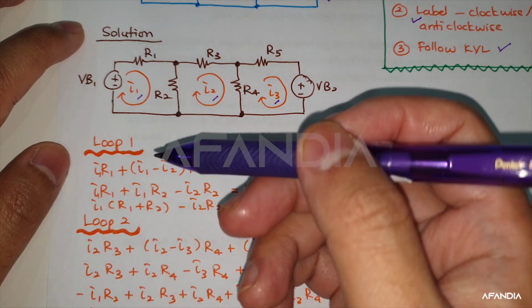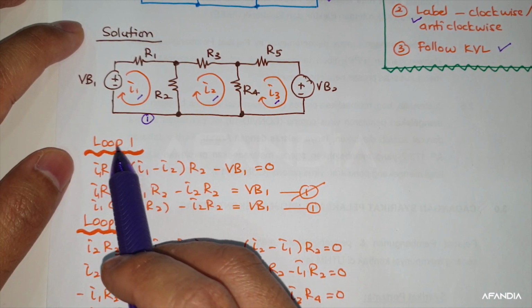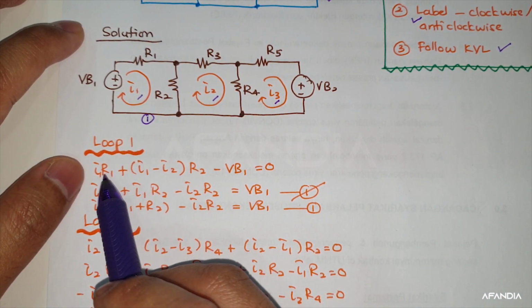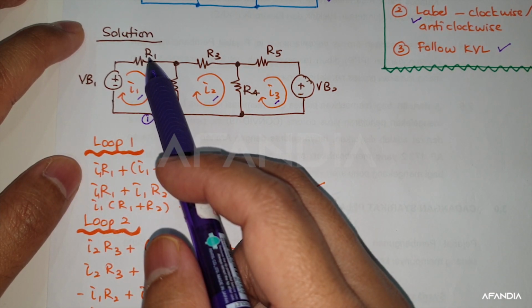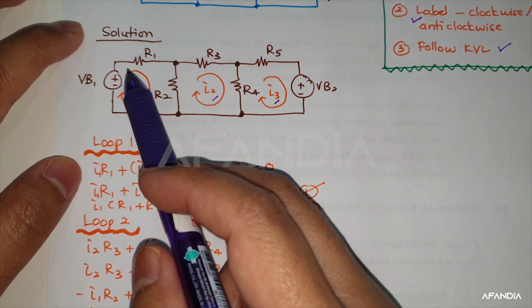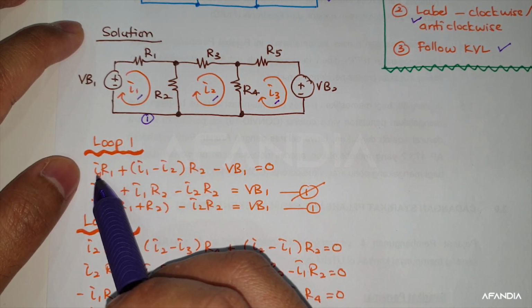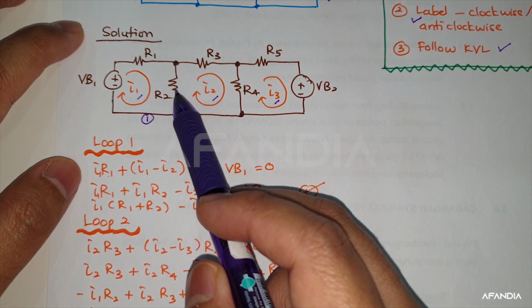Let's say this is our first loop. This is loop 1 analysis. We start with R1 here. So what is the current that is flowing through R1? It is only I1. So I1 R1 from here, right? And then it flows through here.